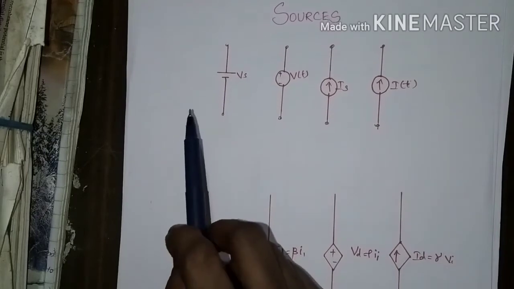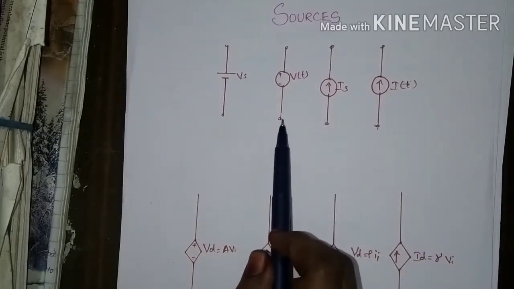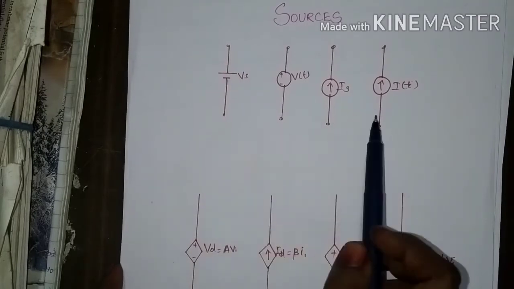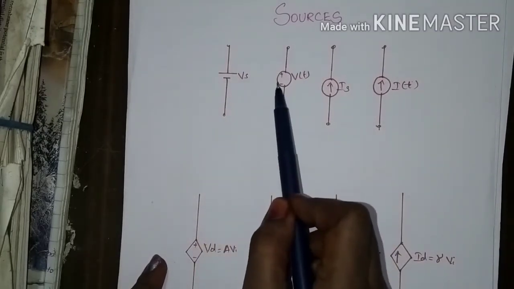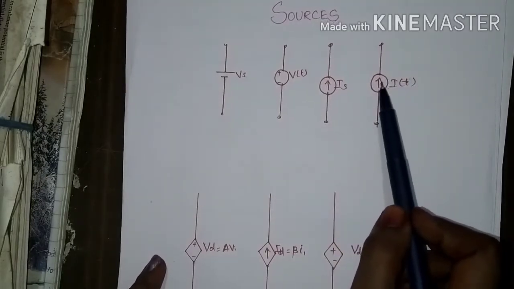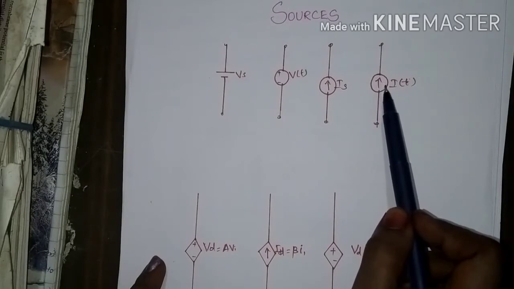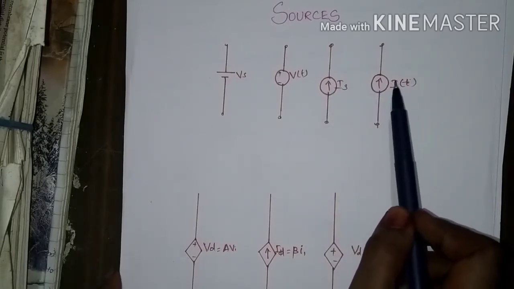The symbolic representation of the independent voltage source and current source, with time variant and time invariant, are shown here. It is an independent voltage source time invariant. It is an independent voltage source time variant. It is an independent current source time invariant. It is an independent current source time variant.